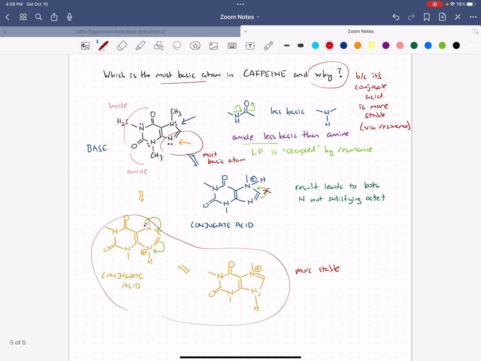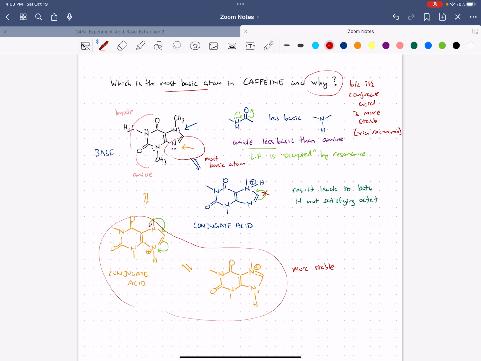Okay, that's a good half page showing which nitrogen is the most basic in caffeine. And I'm also happy that I'm able to show you the resonance and the mechanism arrows.